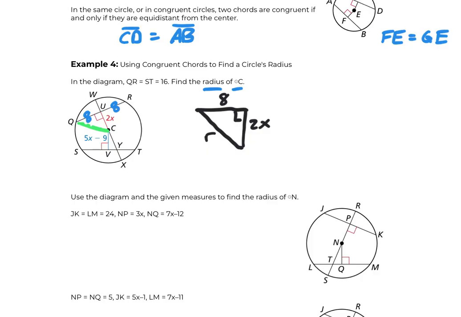We're going to use something we have not used yet. Notice that this down here is 5x minus 9, and this is 2x. Because these are both perpendicular to 2 chords, then we know that UC is equal to CV. UC is this little piece here. CV is this little piece here. We know those 2 pieces are congruent.